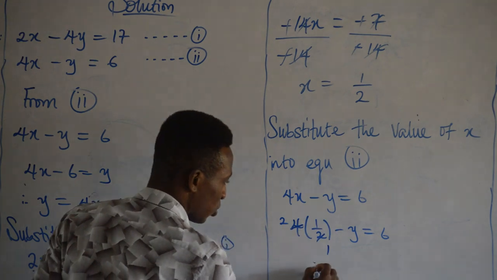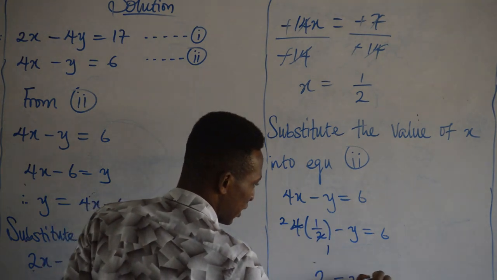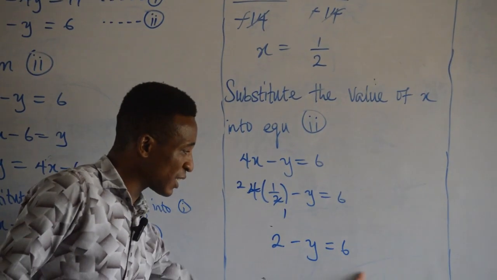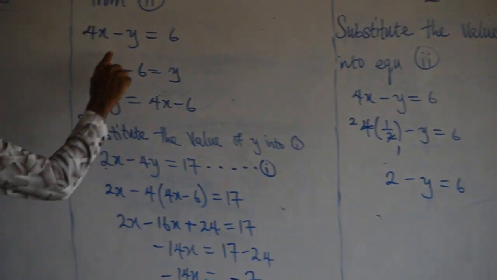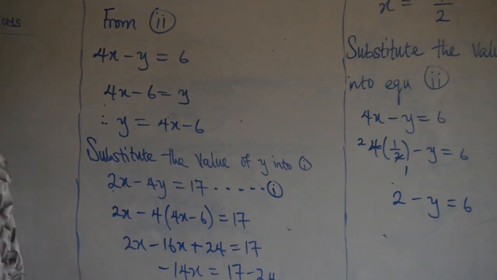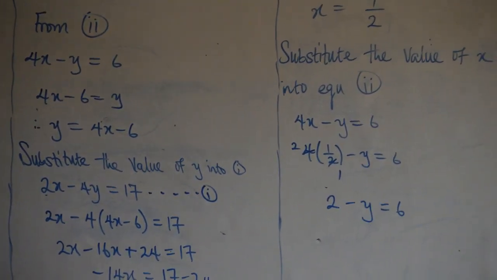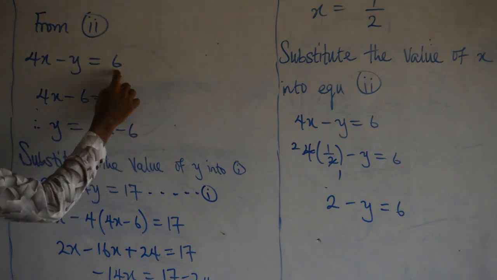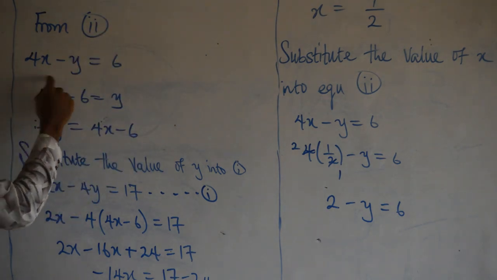2 times 1 gives you 2 minus y, everything equals 6. Now this particular stage is almost the same as what I did here when I was about to make y the subject of the formula. Here, I took this minus y to the other side, then I brought this one inside, so that now becomes 4x minus 6.